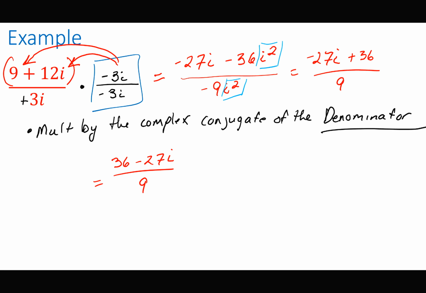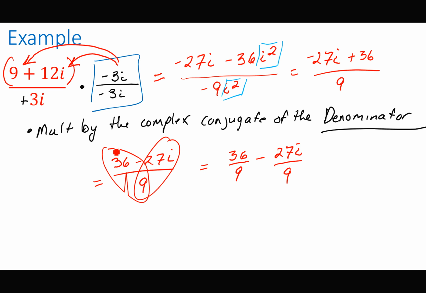And now this is something we ran into on the last test that we took. I have subtraction going on in the numerator, going back to elementary math. If I'm subtracting fractions, I have to have a common denominator. They're writing it as 9 as my common denominator. I'm going to break this up. I'm going to say, well, this is really 36 divided by 9 minus 27i divided by 9. Okay, we're going to group those two together.